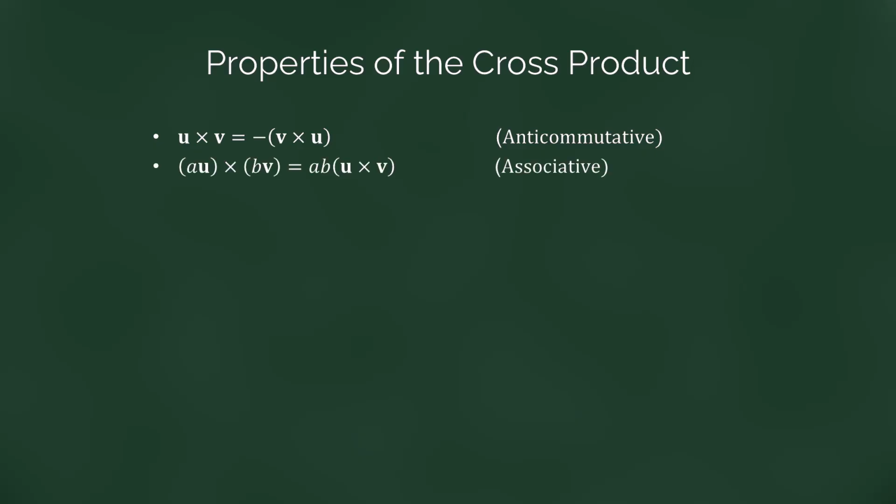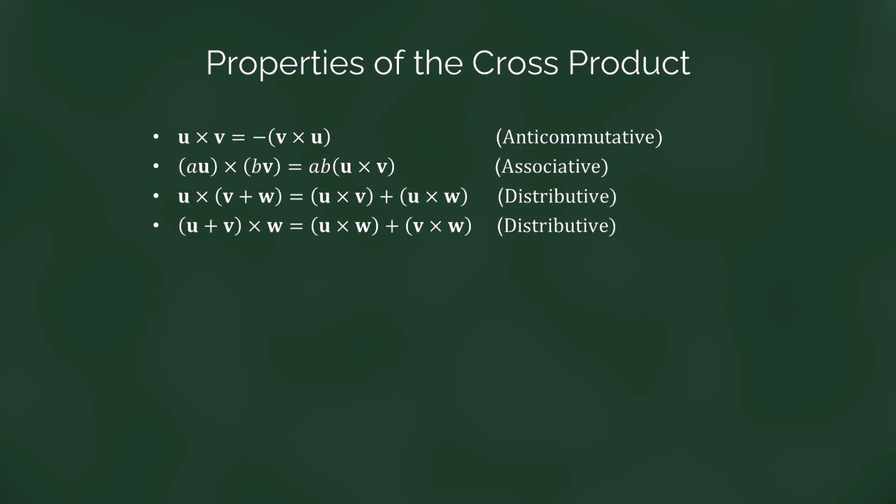Next, we have an associative property of the cross product, which says that if we multiply u by some scalar a and we multiply v by some scalar b, then when we take the cross product of those two vectors, we get a times b times the cross product of u cross v.